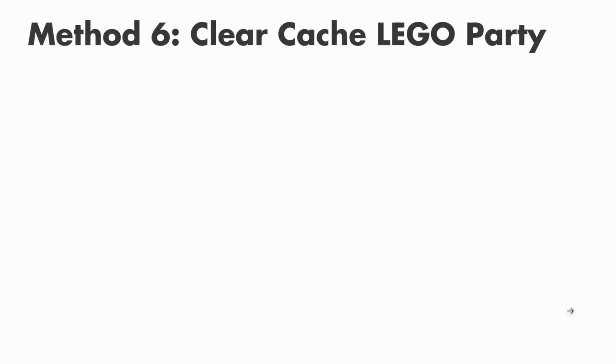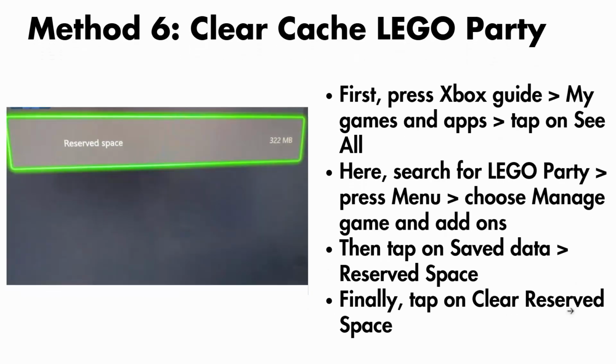Next solution is to clear cache of Lego Party. For that, press Xbox guide, then my games and apps, then tap on see all option. Here search for Lego Party game, then press menu. Now choose manage game and add-ons, then tap on save data, then click on reserved space. Finally tap on clear reserved space.